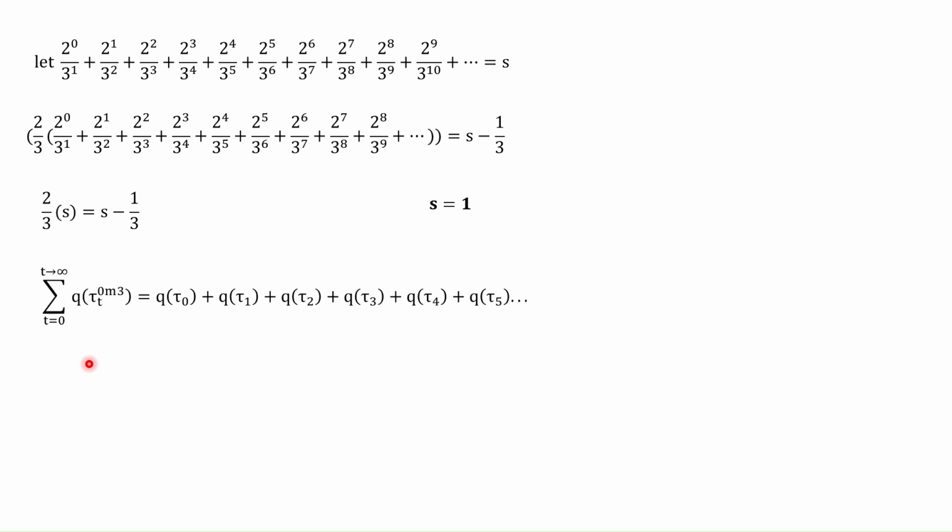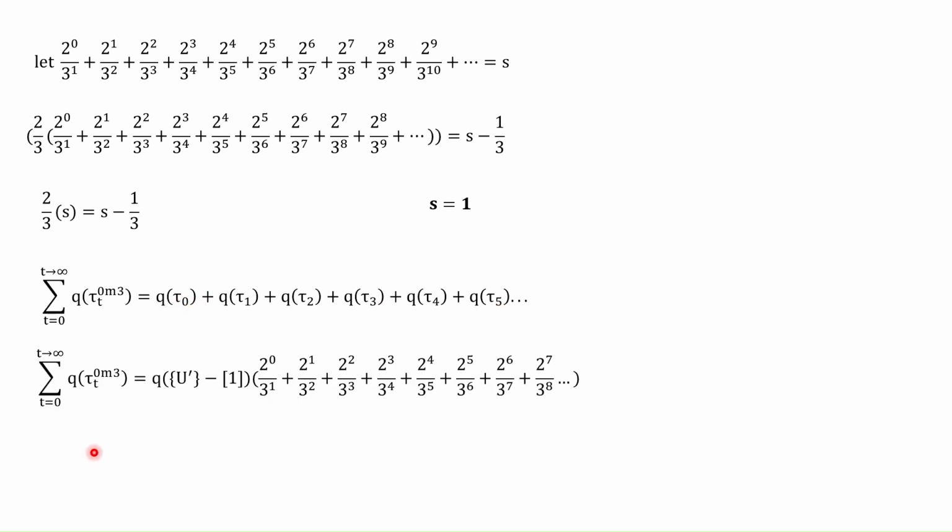So summation of the quantity, summation of number of elements in tau sub t that are 0 mod 3 for t ranges from 0 to infinity. Now that is what we intend to find out. So we know the value of all these sets in terms of number of elements of Q minus singular element 1. So we get this form of an expression, and this we know is already equal to S.